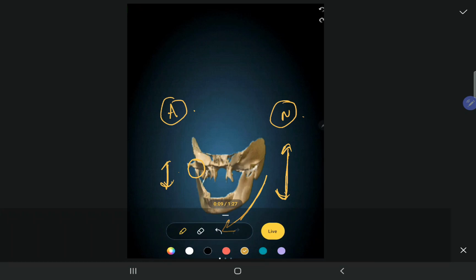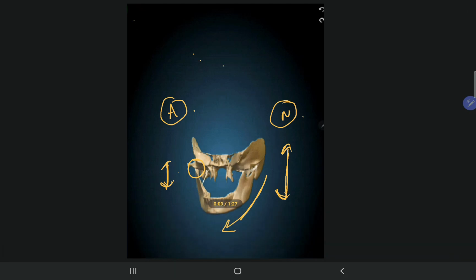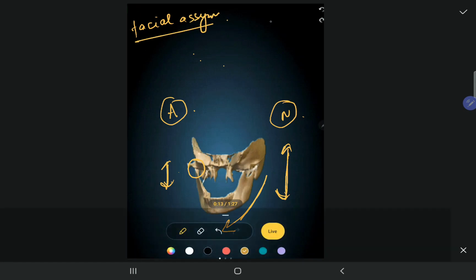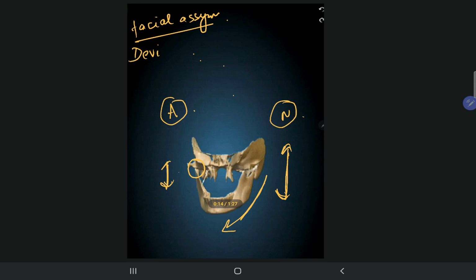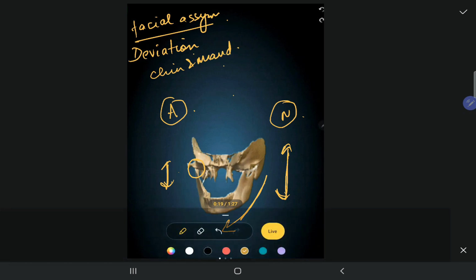So what we see is that on the affected side, in case of a unilateral ankylosis, there is obviously going to be facial asymmetry, right? But in case of normal, the face is going to be absolutely normal, and there is a deviation of the mandible, of the chin, to the affected side, right? Also on the affected side, you will see that there is a hypoplastic mandible.